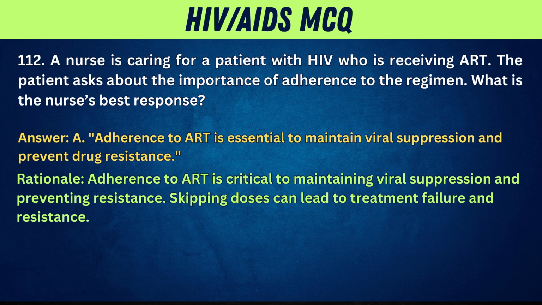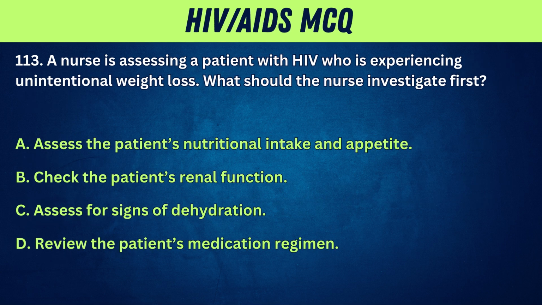Answer: A. Adherence to ART is essential to maintain viral suppression and prevent drug resistance. Rationale: Adherence to ART is critical to maintaining viral suppression and preventing resistance. Skipping doses can lead to treatment failure and resistance. 113. A nurse is assessing a patient with HIV who is experiencing unintentional weight loss. What should the nurse investigate first?